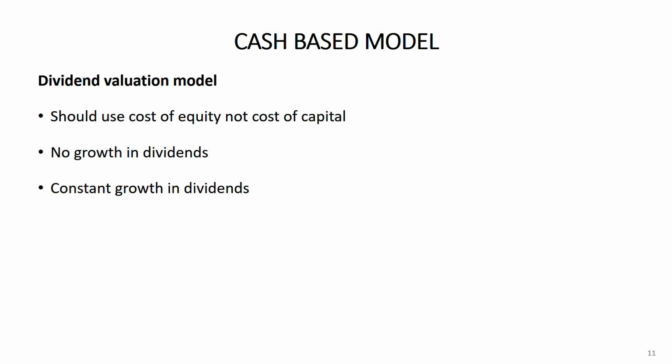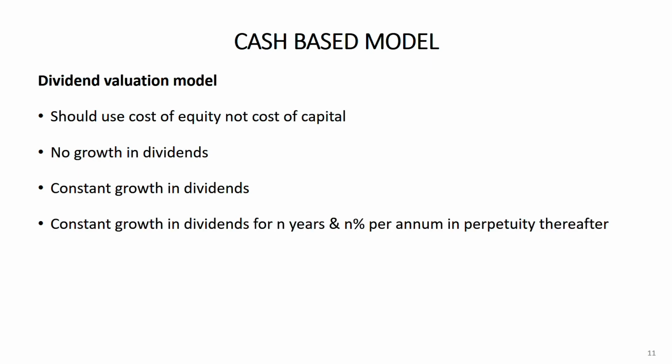Then constant growth in dividends. So there are three. First is no growth in dividends. Second, there could be a constant growth in dividends. Third, there could be a constant growth in dividends for n number of years. Let's say for 2 years, growth was 2%, but after the second year, from the third year onwards, the growth is 5% in perpetuity thereafter. You must have heard this line, right? So you should be comfortable with all three cases: no growth, constant growth, and growth for a few years and then n percentage in perpetuity thereafter. So all three you need to cover.